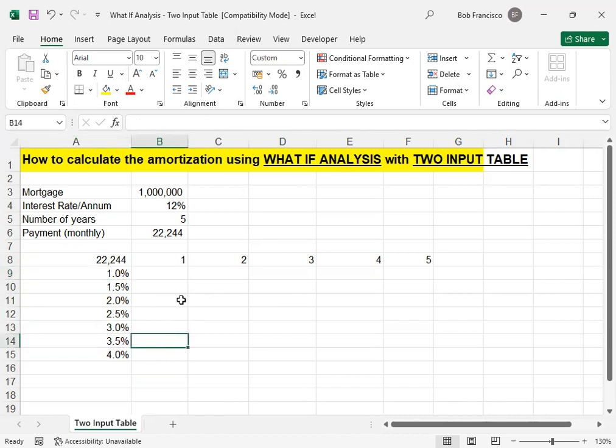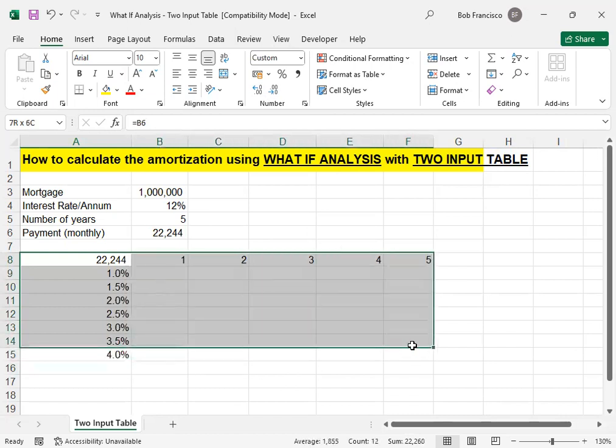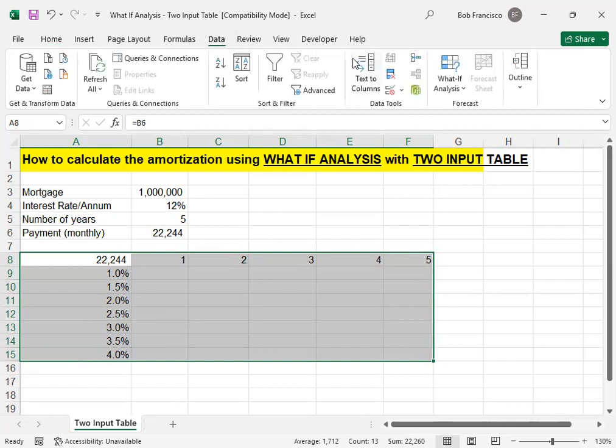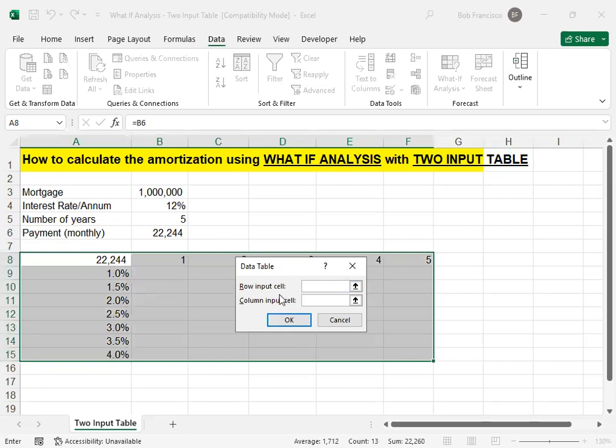right? All I have to do is just select, highlight this one, include all the years up to 5 years, and then up to 4%. Then open the data tab here, and then you see here what if analysis. You see the small arrow here. Then click the data table here. Okay, there are two input tables. That's why I said in my title how to calculate the amortization using what if analysis with two input tables.